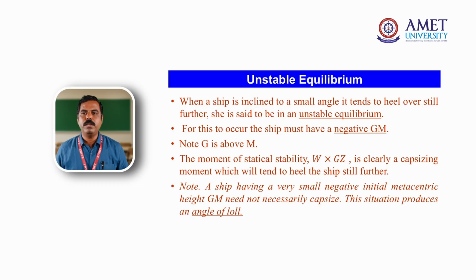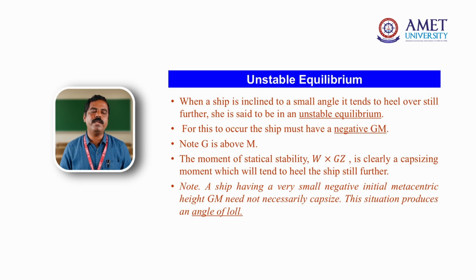Now the unstable equilibrium. Suppose our vessel is in a free floating condition and is subjected to external force, for example wave force or wind force. Due to this external force, the vessel may be heeled to a certain angle. Further, if it keeps heeling, it is called unstable equilibrium. When it keeps on heeling, the vessel may be in a negative GM, a negative metacentric height.